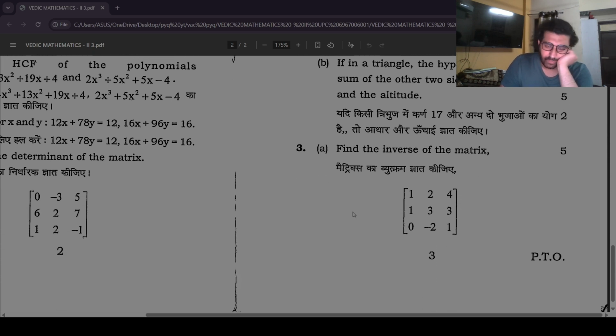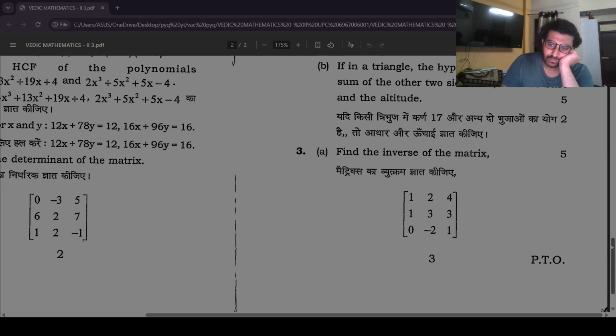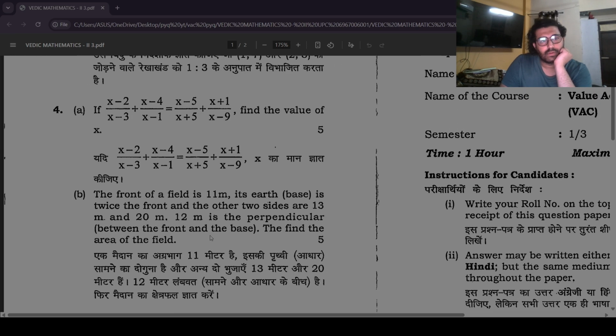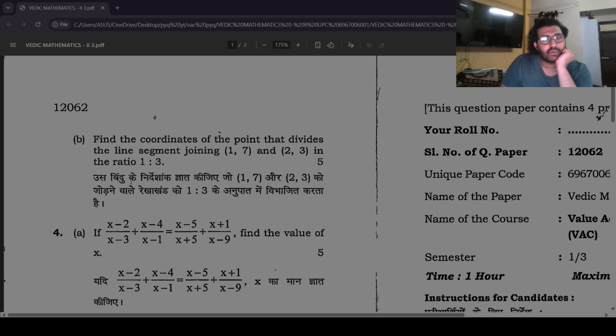3. A. Find the inverse of the matrix. Here the inverse of the matrix. Here's the B. Find the coordinates of the point that divides the line segment joining. Here are the coordinates 1, 7 and 2, 3 in the ratio 1 is to 3.